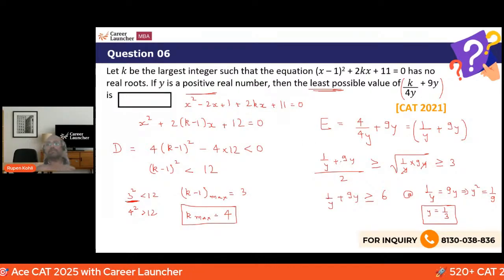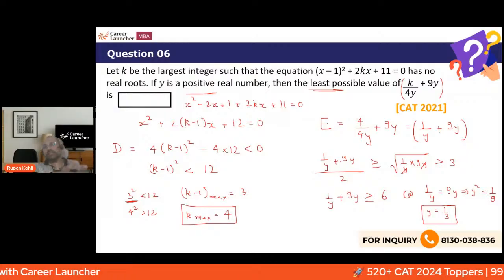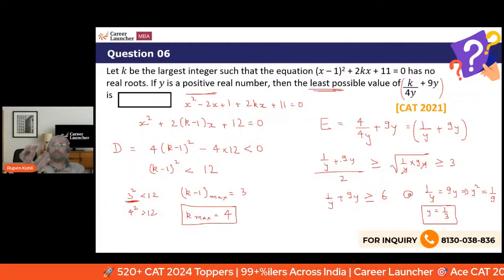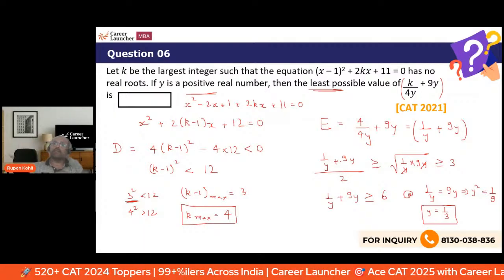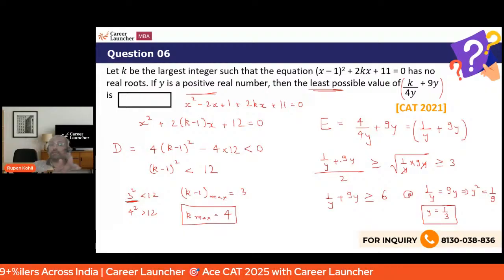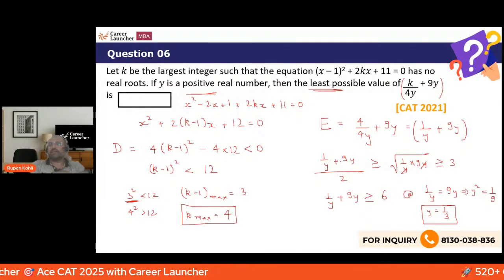All right. So you can see how questions are there across multiple concepts. First a quadratic, then its roots are not real. Then we identify k. Then we come to this expression and then we minimize it.